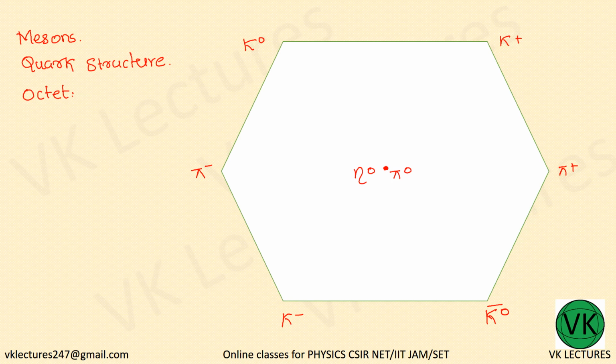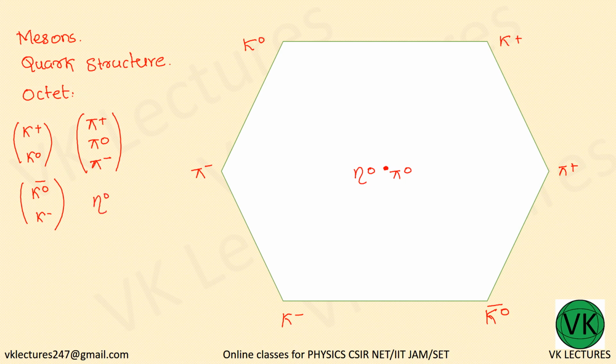So what are the mesons? K plus and K naught, and here you have K naught bar and K minus, pi plus, pi naught and pi minus, and also you have eta naught. So in total you have 8 meson particles, and that is what we have written here.